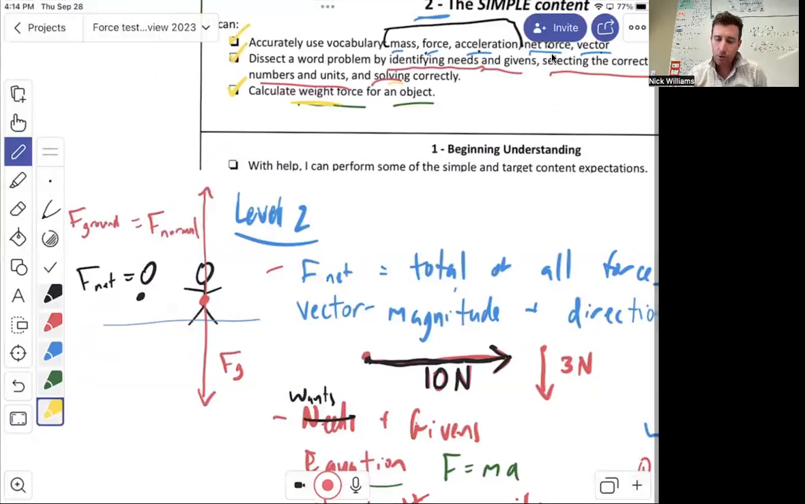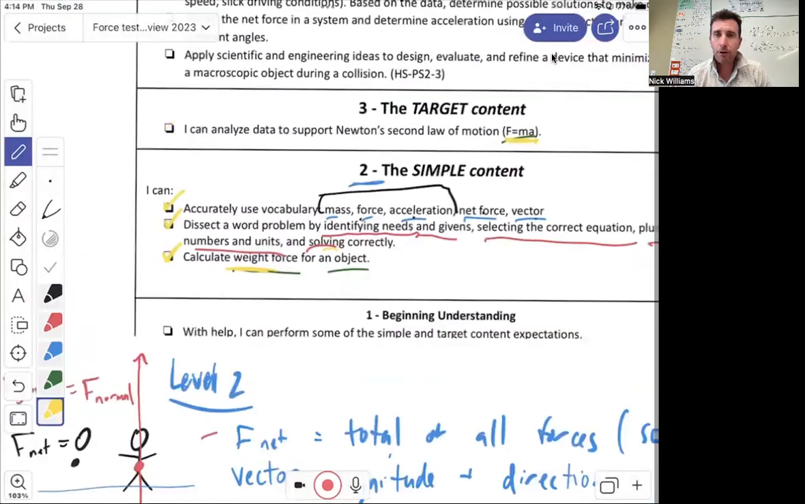We're good with level 2. Let's move into level 3. For level 3, this is the target that we'd like everybody to get to. This is going to be, I can analyze data to support Newton's second law of motion. And Newton's second law of motion states that force equals mass times acceleration. So we're going to use a few different equations that relate to Newton's laws as possible questions for your target content, for your level 3 questions.